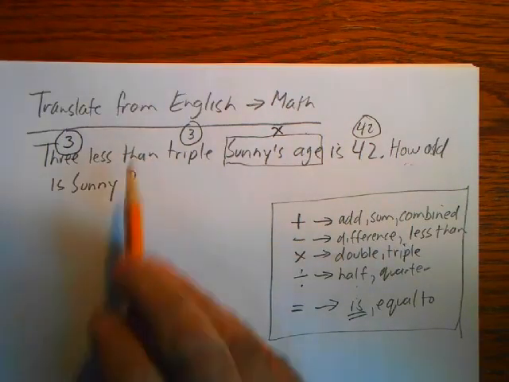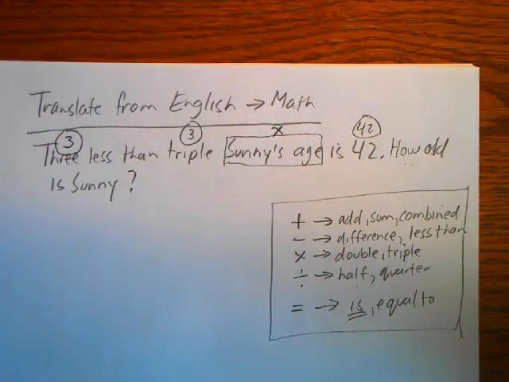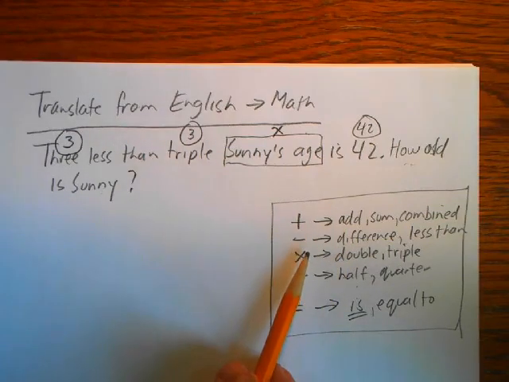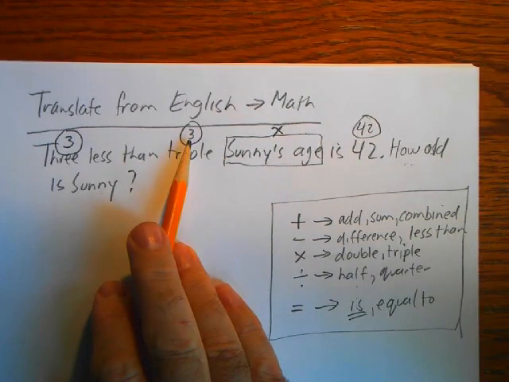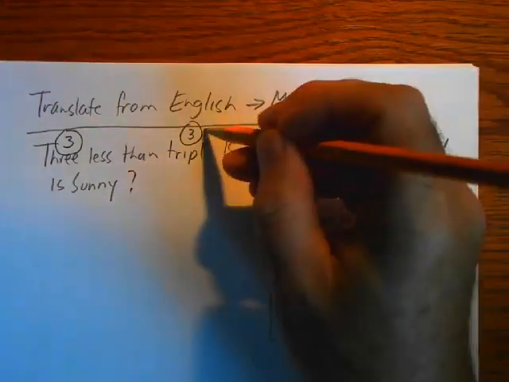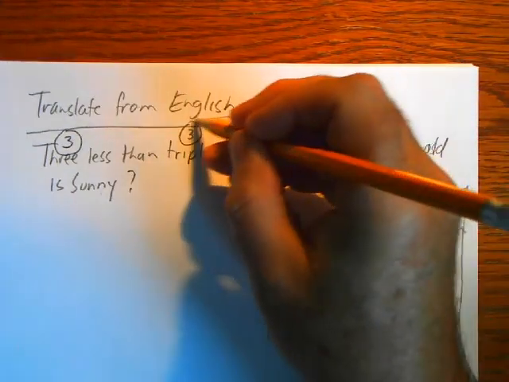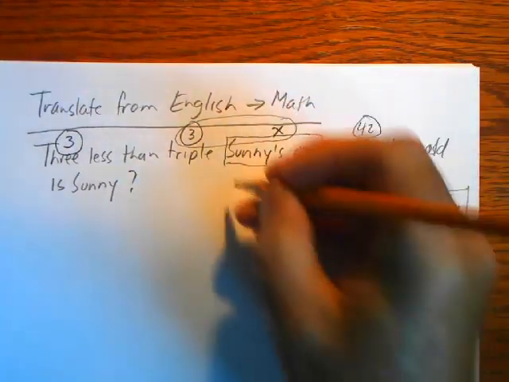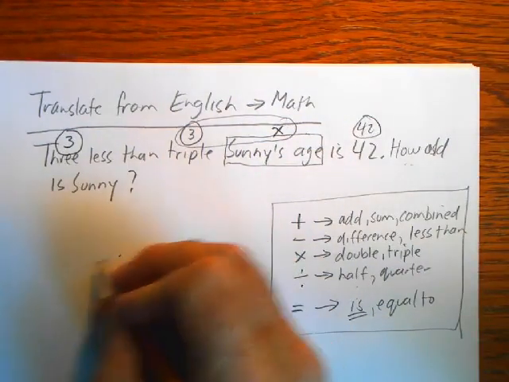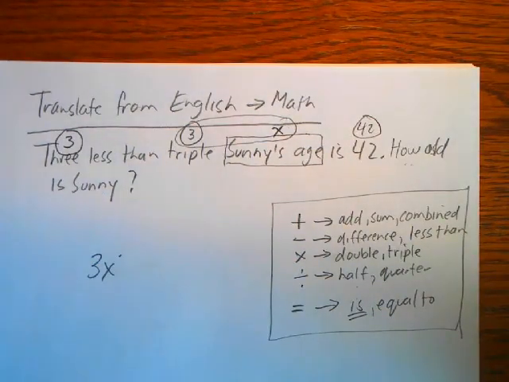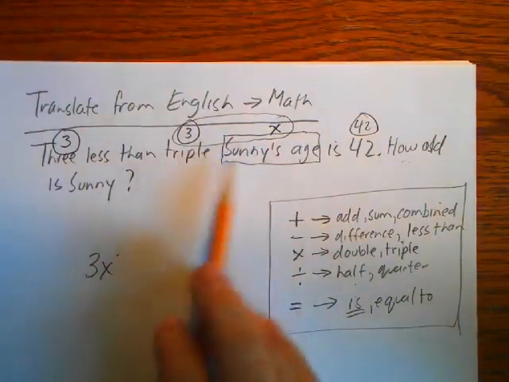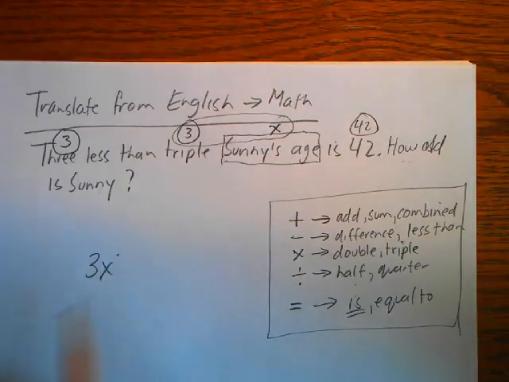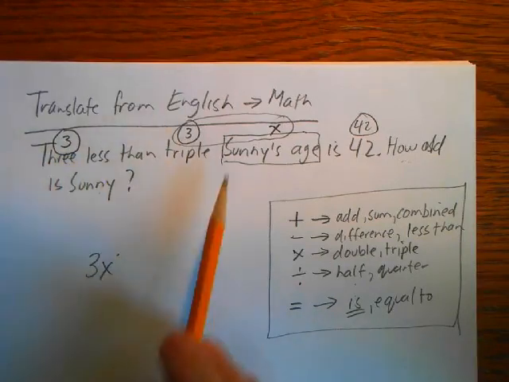Okay, so we've got the numbers, we've got the variables, and now we have to do our translation here. Remember the word triple means multiply. So it's multiplying Sunny's age, so that basically becomes 3x. Okay, so we've got a 3x here. I'll start making my translation result down here. You don't have to do this, obviously, but sometimes it makes it easier to start off that way. So I've got triple Sunny's age is 3x, and 3 less than this.